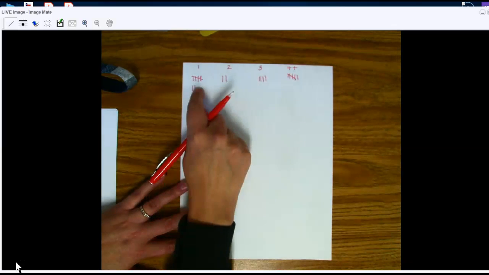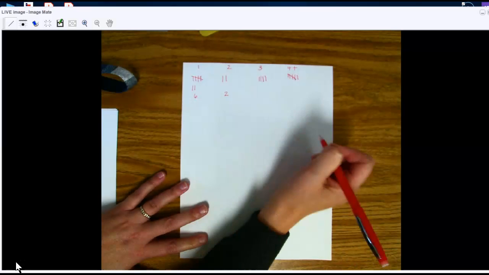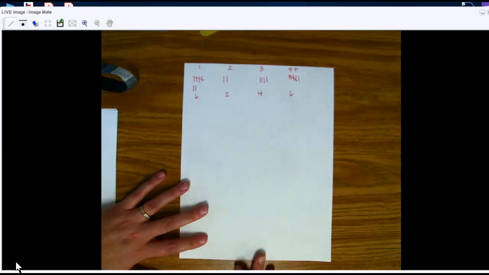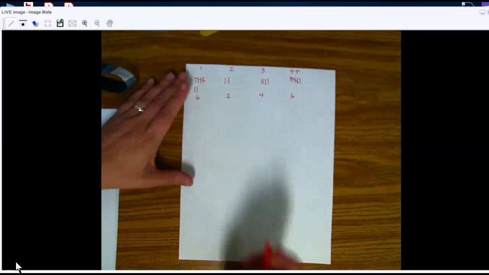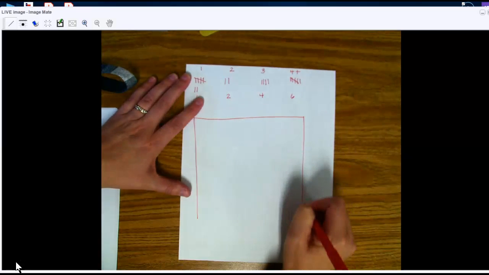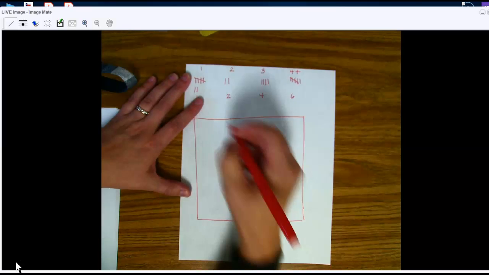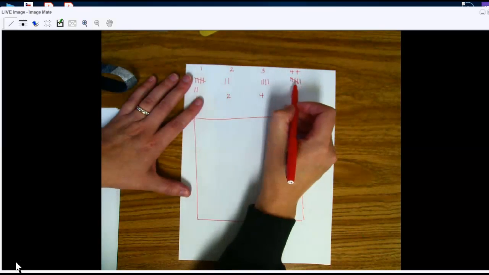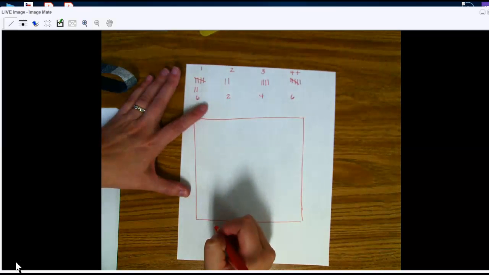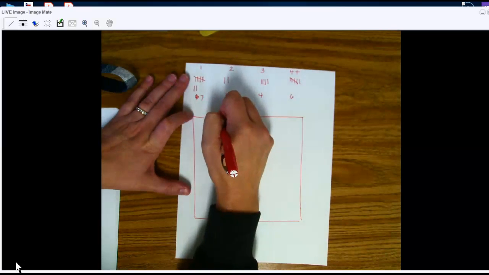Okay, so we have 6 that have 1. 2 people have 2. 4 people have 3. And 6 people have 4 or more. So I'm going to make a pictograph. No, that's 7. No, it isn't. It's 6. 1, 2, 3, 4, 5, 6. Oh, sorry. 7. Sorry.